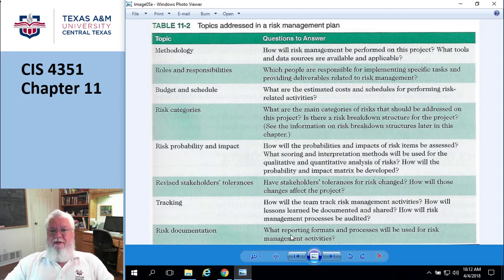And then documentation. The documentation is pretty cool because once you've done this, the next time you do a project that's similar to this, you just go grab the previous one and dust it off a little bit. Okay, cool. So in addition to the risk management plan, there could be some other plans that are being used.